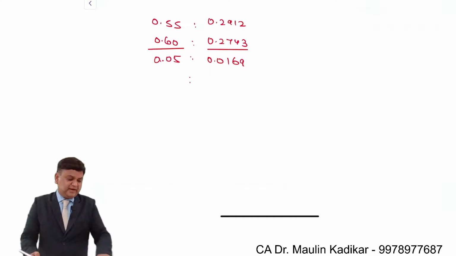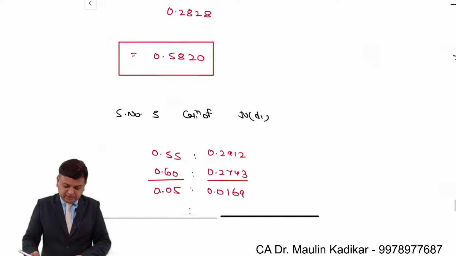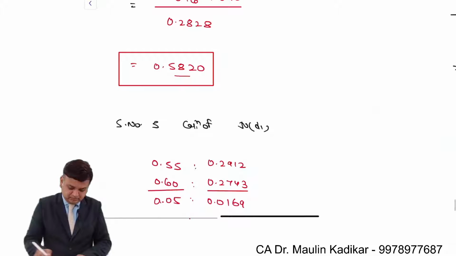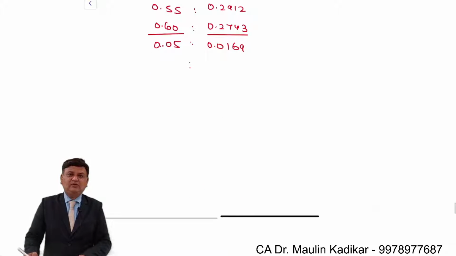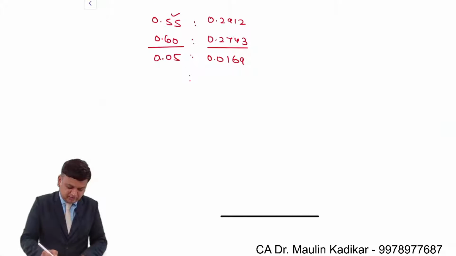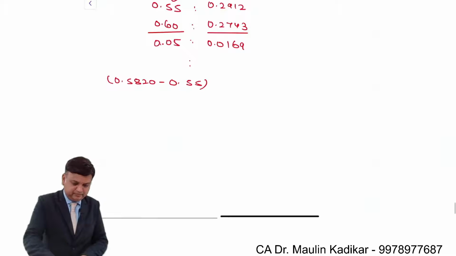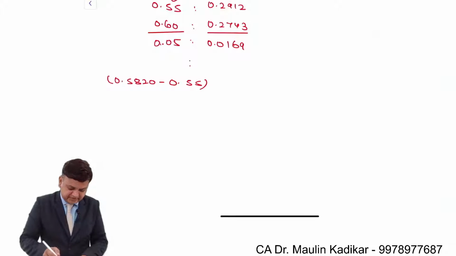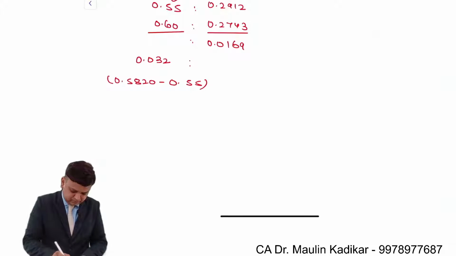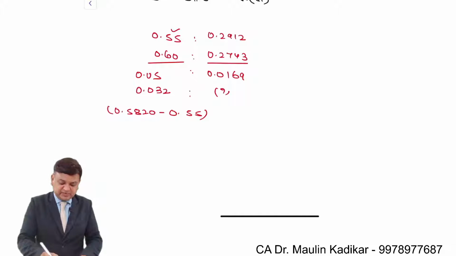Okay, we have to reach the value of 0.5820 over here. So what we have to do, we are required to take the base of either the lower one or the higher one. I am taking the base of the lower one. So 0.5820 minus 0.55, that comes to 0.032. It is represented by this much change in the reading.